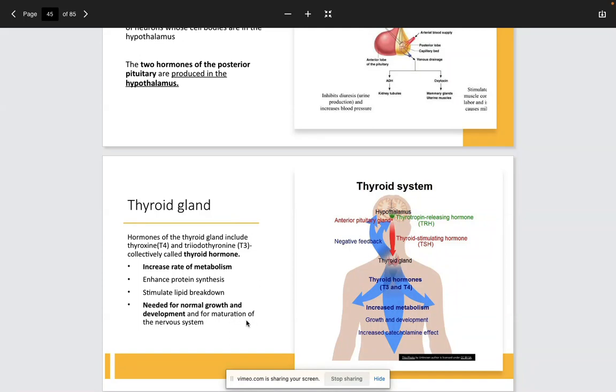Again, remember the cretinism child who didn't have enough thyroid hormone. Because he didn't have enough thyroid hormone, he couldn't grow and develop at a normal rate like other kids.